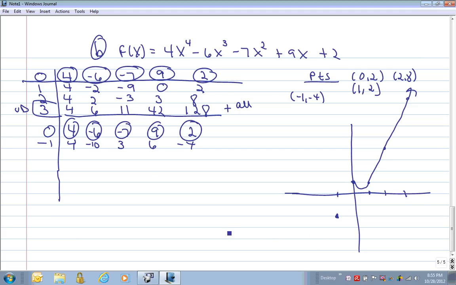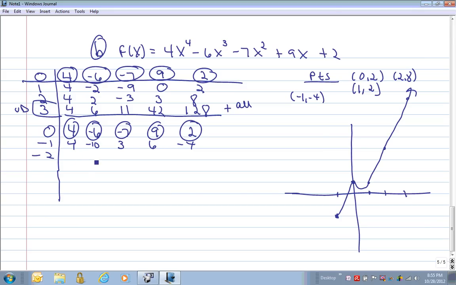All right, so we have crossed the axis somewhere because we've gone from 2 at 0 to -4 at -1. So we have come down somewhere. All right, that's not our lower bound because we're not alternating.